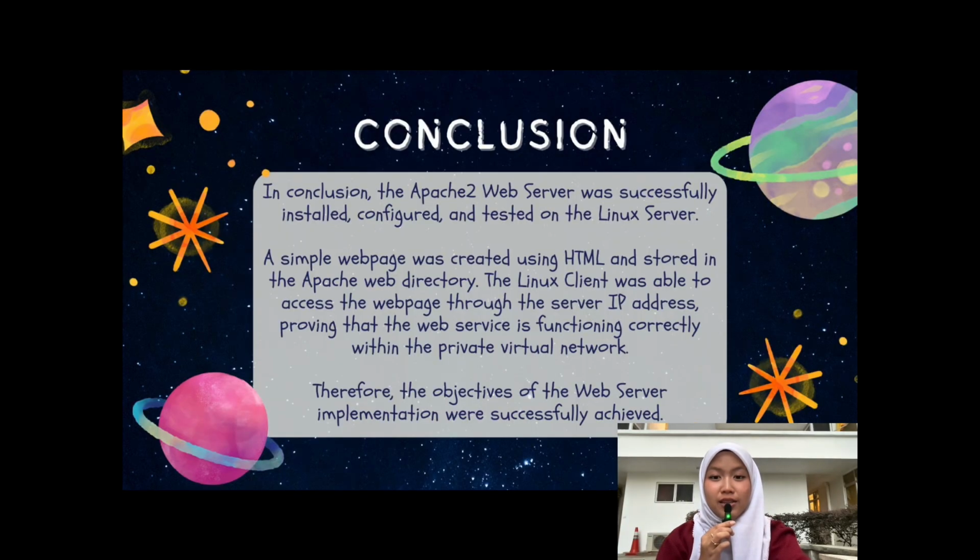In conclusion, the Apache 2 web server was successfully installed, configured, and tested on the Linux server. A simple web page was created using HTML and stored in the Apache web directory. The Linux client was able to access the web page through the server IP address, proving that the web service is functioning correctly within the private virtual network. Therefore, the objective of the web server implementation was successfully achieved.